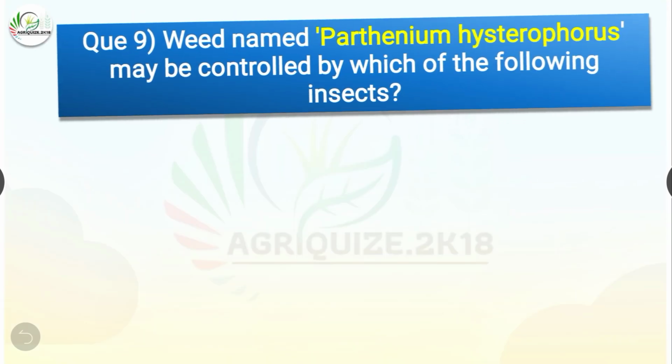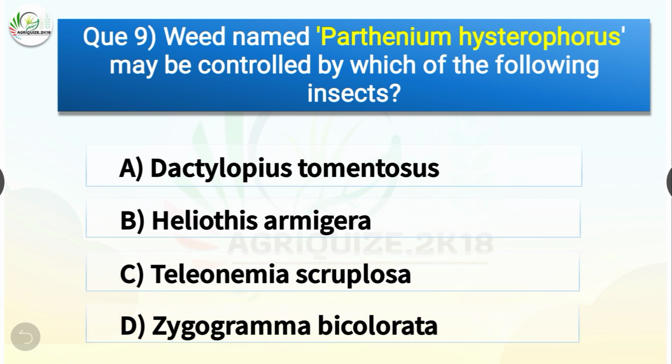Question number 9. Weed named Parthenium hysterophorus may be controlled by which of the following insects? And the correct answer is option D, Zygogramma bicolorata. So weed named Parthenium hysterophorus may be controlled by Zygogramma bicolorata insect. Let's know more. Zygogramma bicolorata was introduced to India as a biocontrol agent for the weed Parthenium hysterophorus. It is also referred to as the Parthenium beetle or Mexican beetle, a species of leaf beetle in the subfamily Chrysomelinae native to Mexico.